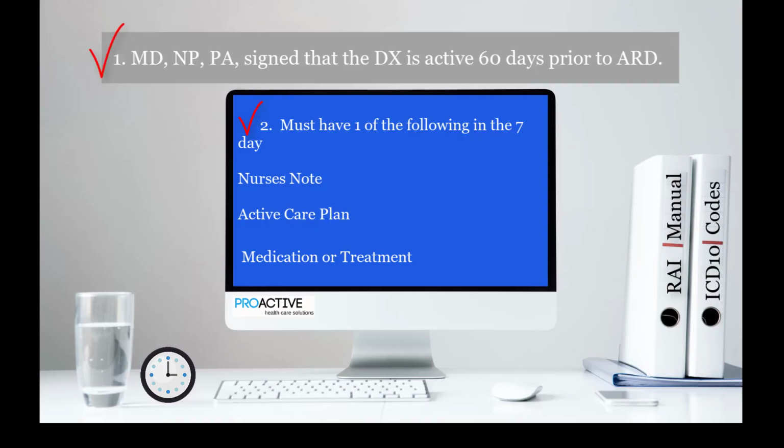So to meet the requirements to code a diagnosis in Section I, you have to make sure the diagnosis is active during the time frame, which could include one of the following: a nurse's note, a care plan that is active during your time frame, or a medication that was given for the diagnosis that you're trying to code in Section I.